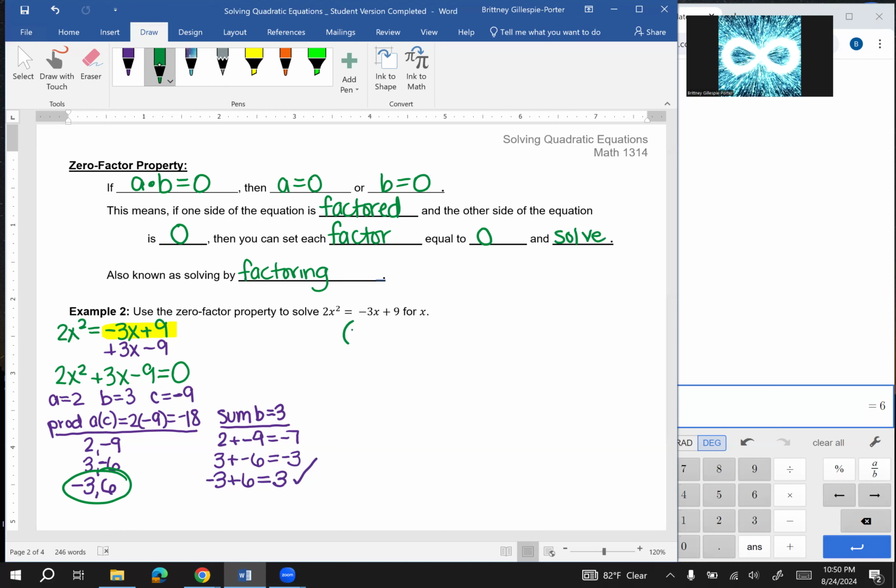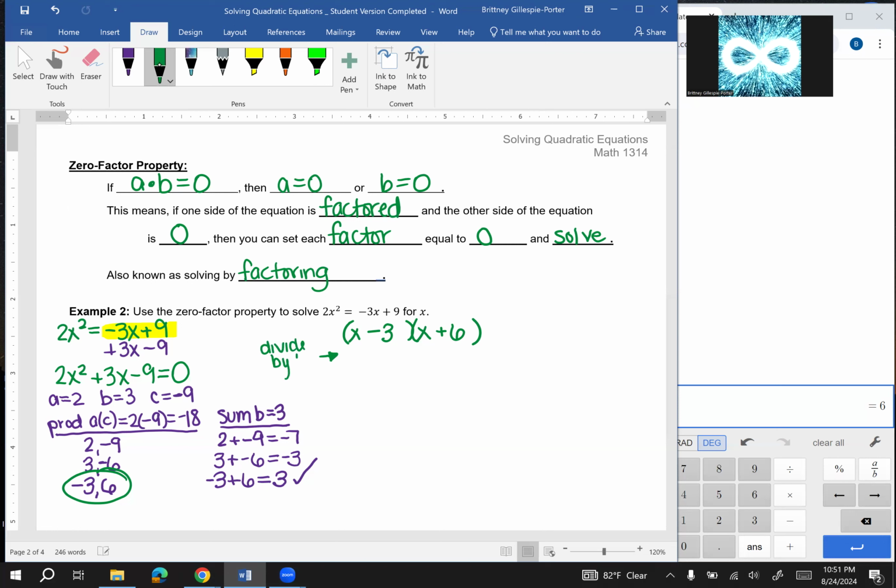We had x in our equation, so I'm going to include x in both of my factors. I have a -3, so I'm going to have -3. I have a +6, so I'm going to put +6. And my next step, this method is called bottoms up.